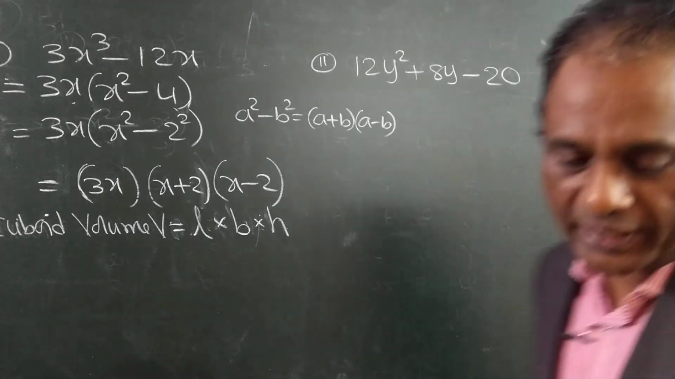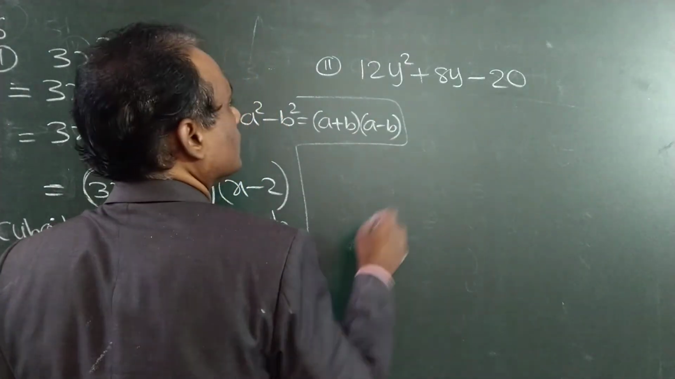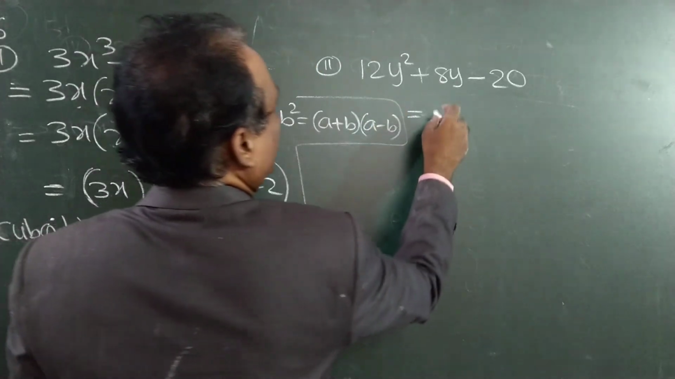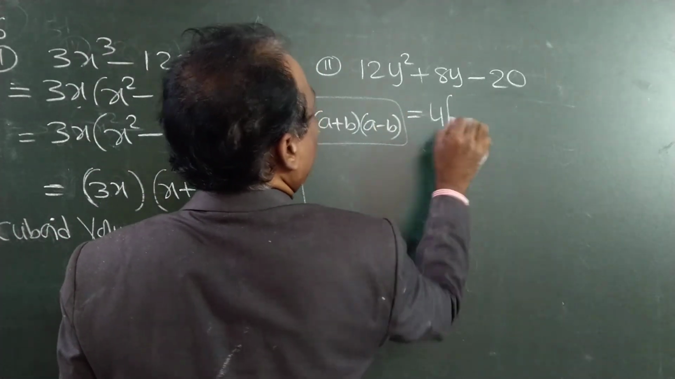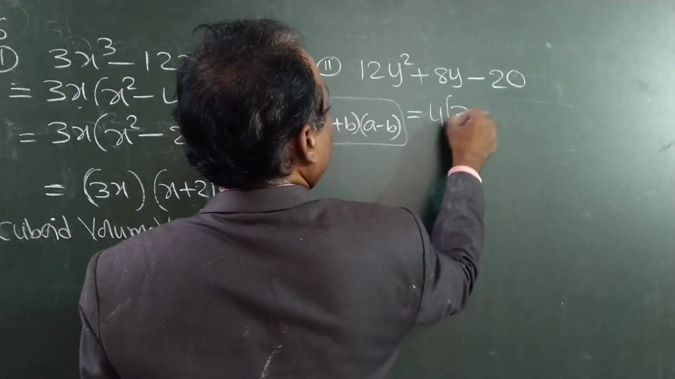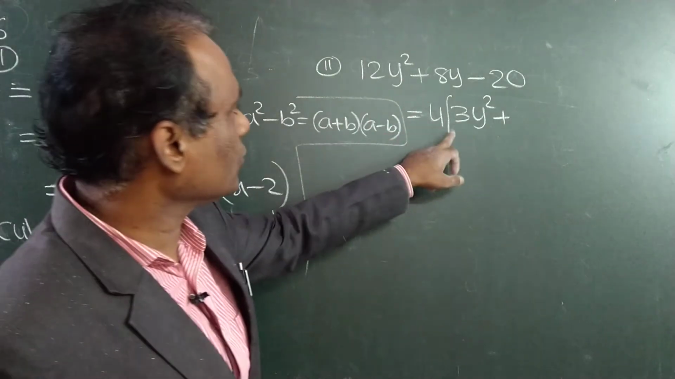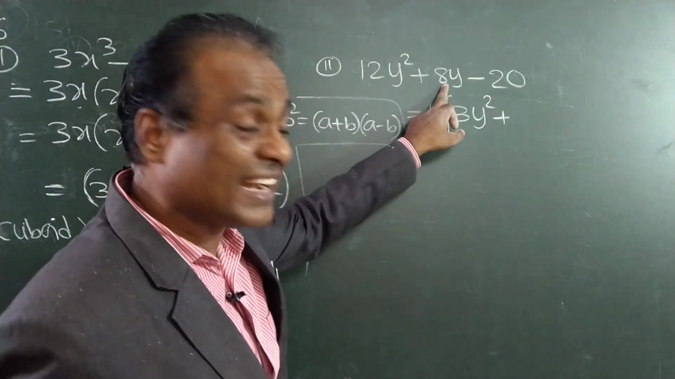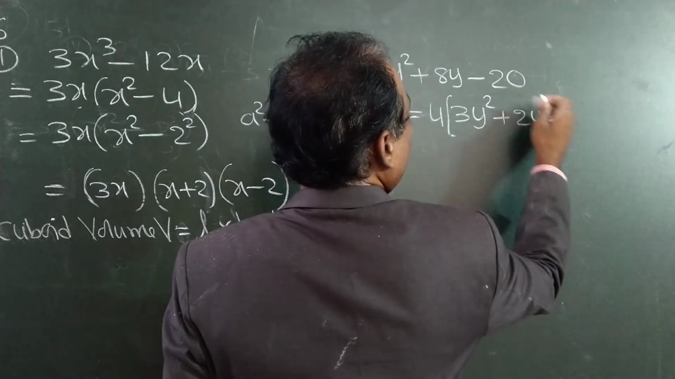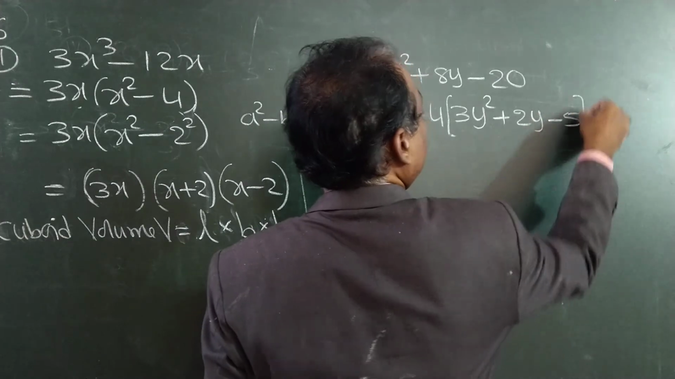Same for the second bit also. What is common? Only 4 is common. 3 fours are 12, no? So 12 is 4 into 3. 4 common means 3. 8 is 4 into 2, so 4 common means 2. 20 is 4 into 5, so 4 common means 5.